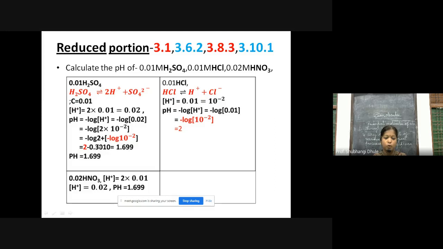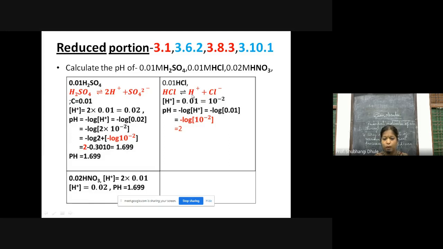So remember this value, log of 2 is 0.3010. So 2 minus 0.3010 becomes 1.699. So pH is 1.699. Then for 0.01 HCl, it's very easy.